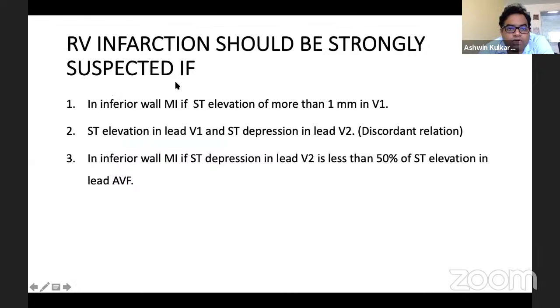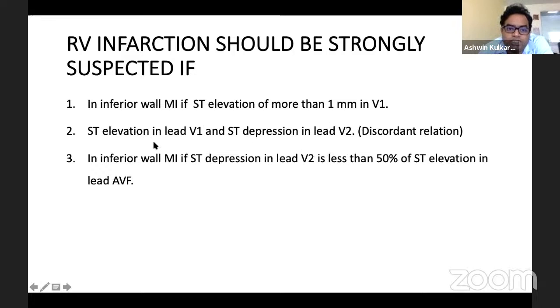RV infarction should be strongly suspected, this is important for all of you, in inferior wall MI if the ST segment elevation is more than 1 millimeter in V1. So whenever there is ST elevation of more than 1 mm in V1 and ST depression in V2, this is important. It's called a discordant relation, where there is ST elevation in V1 and ST depression in V2. So these two are important points: ST elevation of more than 1 mm in V1, and ST depression in V2.